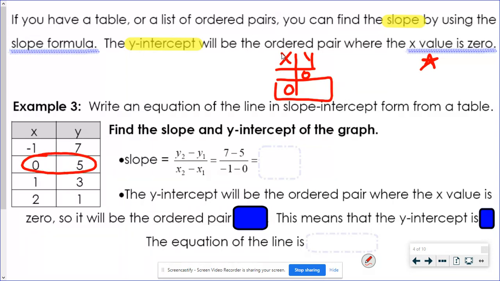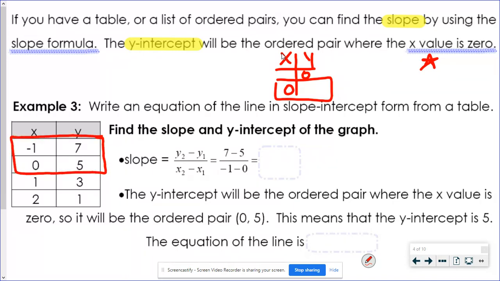So the y-intercept on this is going to be 5. The slope, using the points that they've got here, are the top 2 points. But honestly, I don't care which ordered pairs you pick. As long as you pick 2 ordered pairs in this table, that'll work. So what they used are these right here.